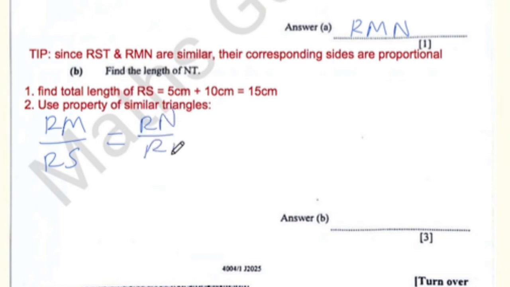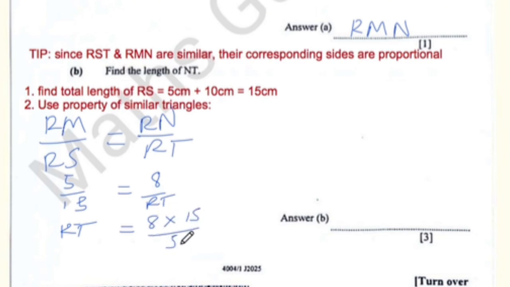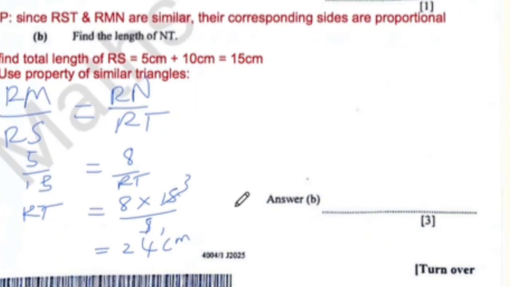then it must also mean that RM to RS is equal to RN to RT. Why? Because the triangles are similar. So now we just plug in the values. 5 over 15 is equal to 8 over RT. You can already see where this is going. To find RT, we make RT the subject of the formula. It will be the same as saying 8 times 15 over 5, which gives us 24 centimeters.